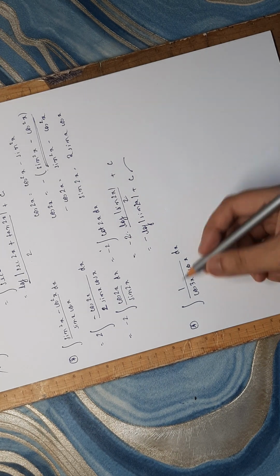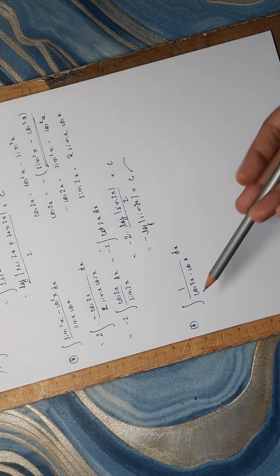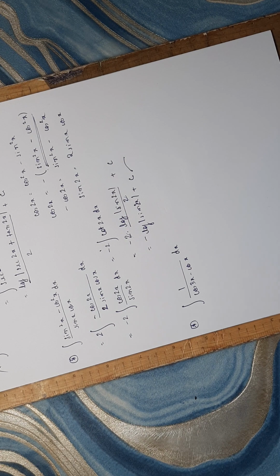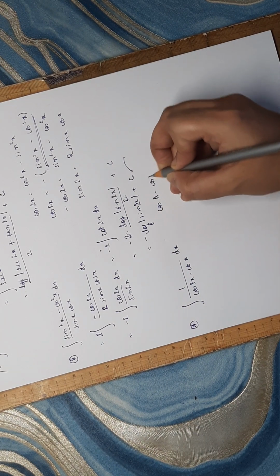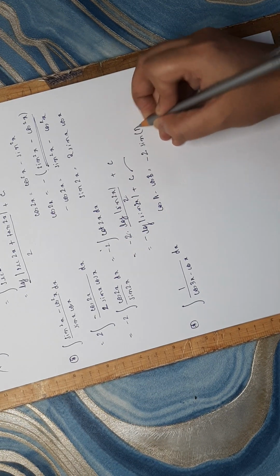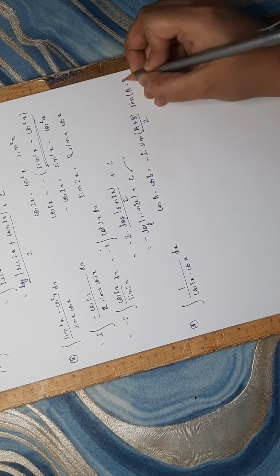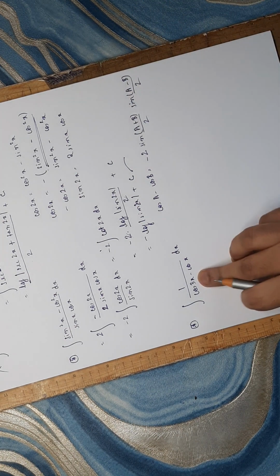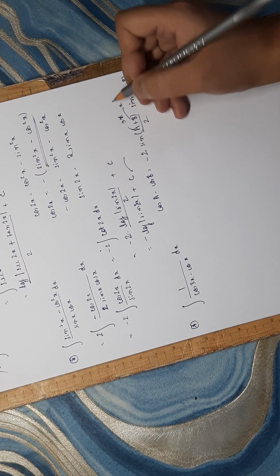Here, in the denominator, we have cos 3x minus cos x, which is nothing but the cos A minus cos B formula. If you remember, cos A minus cos B is minus 2 sine of (A plus B) divided by 2 into sine of (A minus B) divided by 2. Here A is our 3x and B is our x.